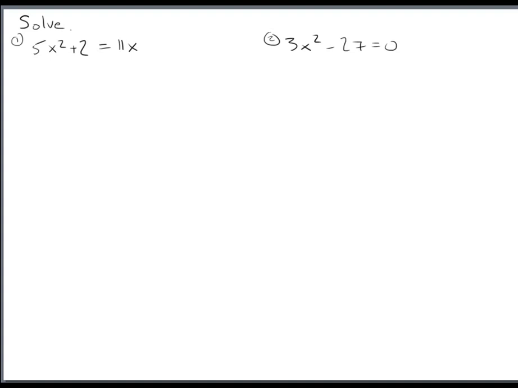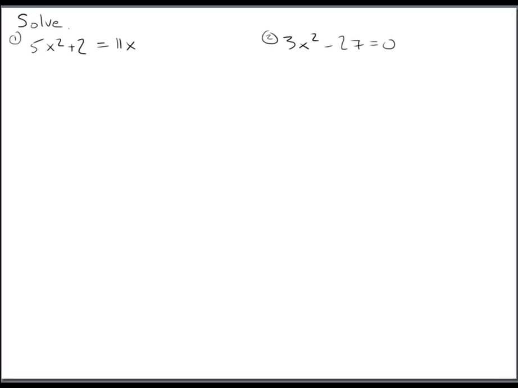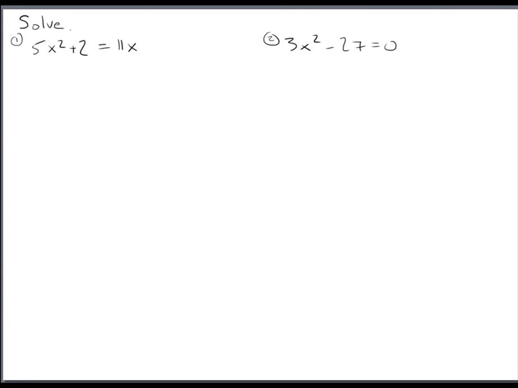We're going to go ahead and solve 5 times x squared plus 2 is equal to 11x. Now, unless I have just x squared by itself, and I don't, I've got two terms with an x in them, this quadratic term right here, and then this linear term. I've got to get this in standard form.